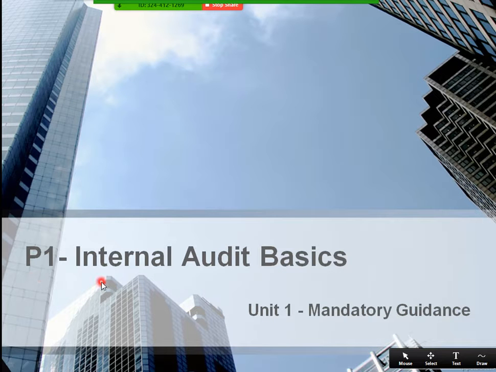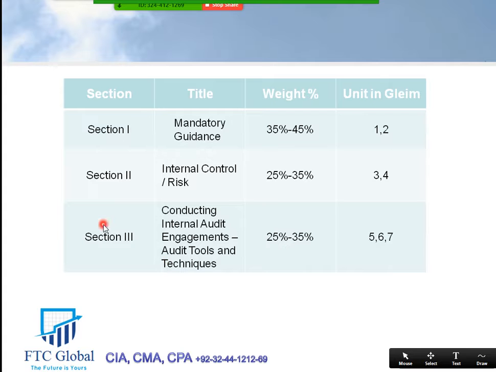Paper 1 is titled Internal Audit Basics. It has 3 sections. Section 1 is mandatory guidance. There is 35 to 45% weightage assigned to this section, and we have two units in GLIME that cover section 1, unit 1 and 2. Section 2 relates to internal control and risk. The weightage assigned to this section is 25 to 35%, and there are 2 units related to the section, unit 3 and unit 4.